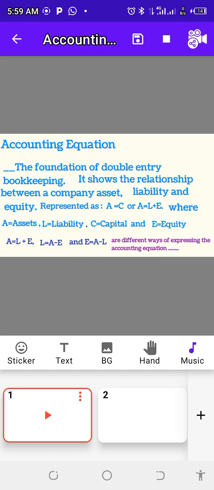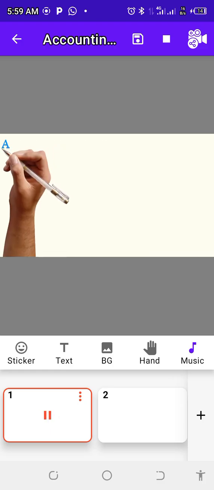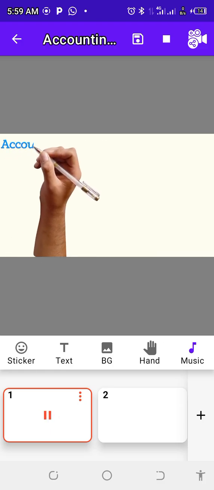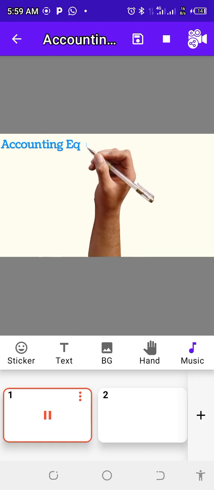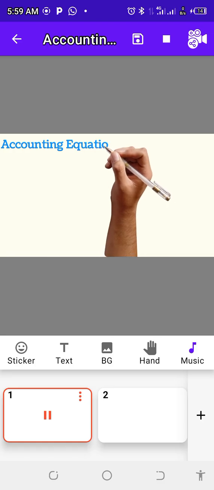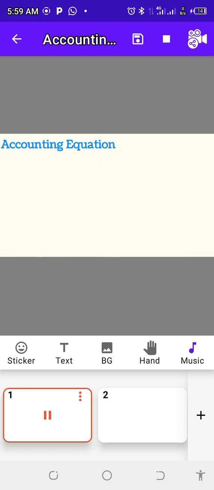In this tutorial, we shall be taking the accounting equation. Welcome back. In this section, you will learn the accounting equation. You will learn all the components of the accounting equation: assets, liability, and equity. You will also learn examples of the components of the accounting equation.